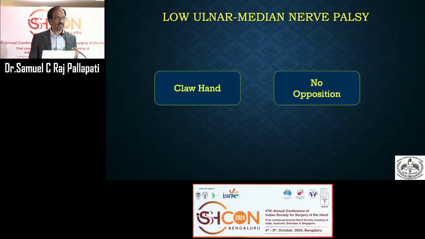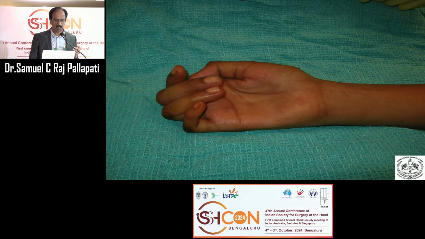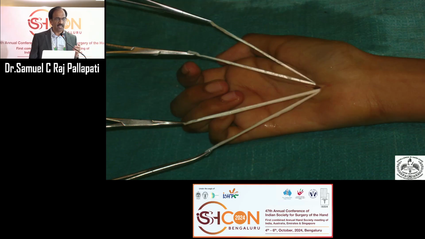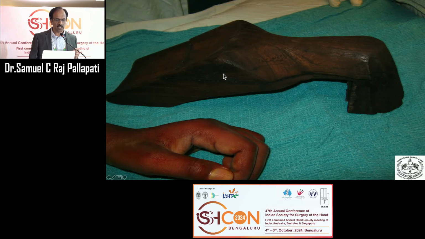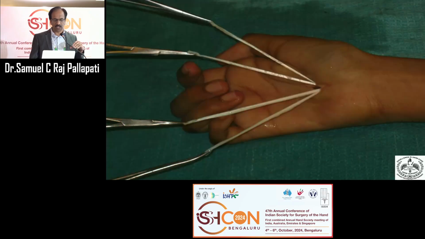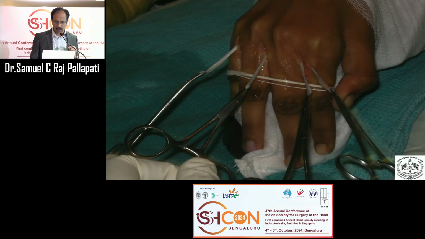Just a word about distal ulnar median nerve palsy. They have total claw hand, no opposition. This is a good example where you can do FDS transfer. The splint I'm showing is the Karigiri splint, where Dr. Fritschi and others worked. They developed this splint where you can position the hand over the splint for doing a four-tail split FDS transfer to all the fingers through the extensor apparatus.